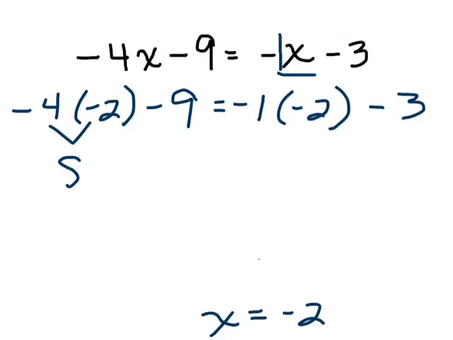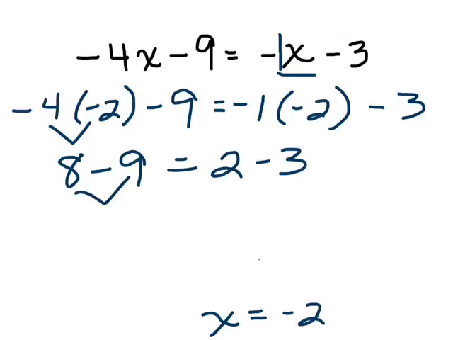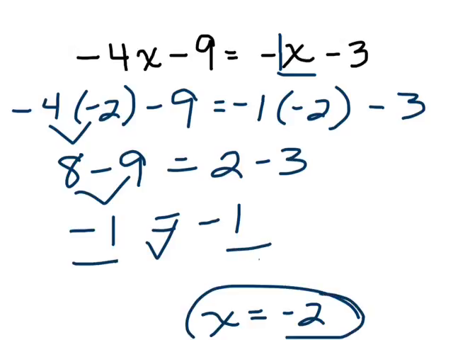A negative times a negative will always give us a positive. And on the right, you'll see the same thing. A -1 times a -2 is a positive 2, and I have -3. 8 minus 9, since we're taking away more than we have, it's a negative answer. And the same thing happens on the right. You have 2, when you take away 3, you wind up at -1. So since this checks out, the left side equals the right side, I know that -2 is the correct solution to this equation.